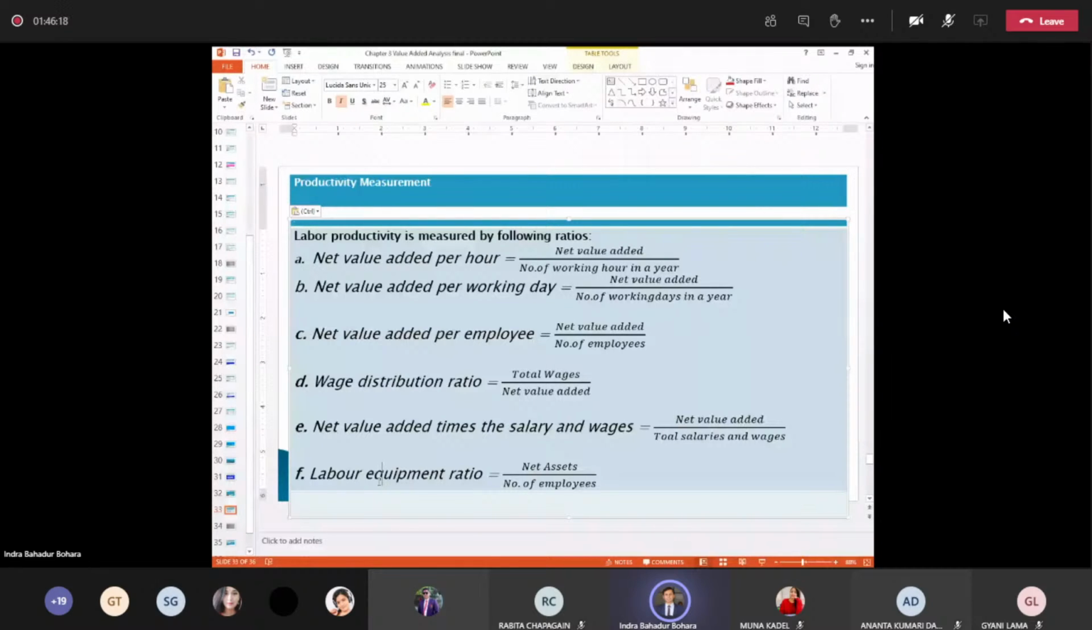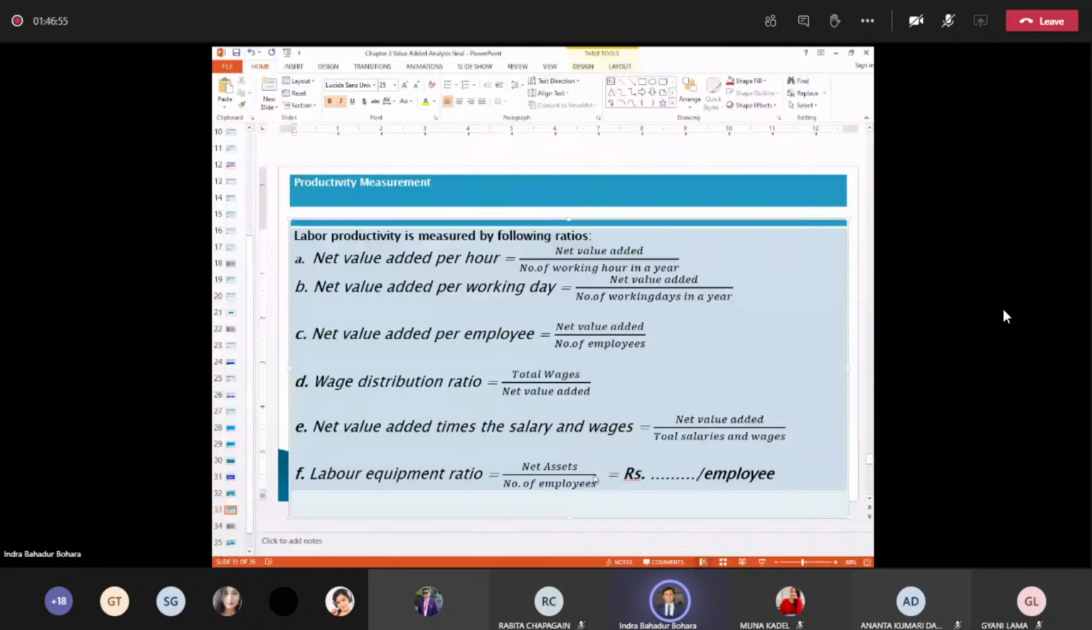Employees को comparison मा assets कति छ भनेर comparison गरेको भनेपछि that is labor equipment ratio. Labor equipment ratio is calculated as net asset divided by number of employees. From that you calculate rupees, suppose 5,000, 10,000, 20,000 per employee आउने भयो। भन्नुको मिनिङ के रहेछ, how much of the total assets did the company have in the past per employee, and how much of the total assets per employee at present.